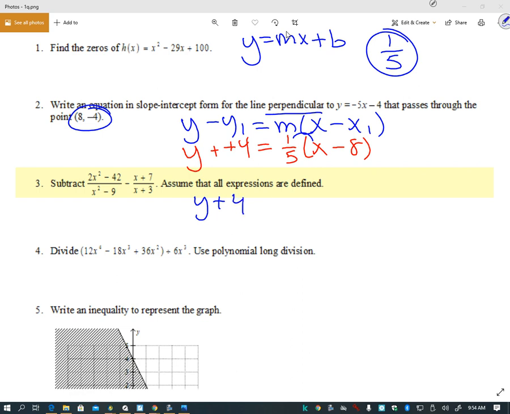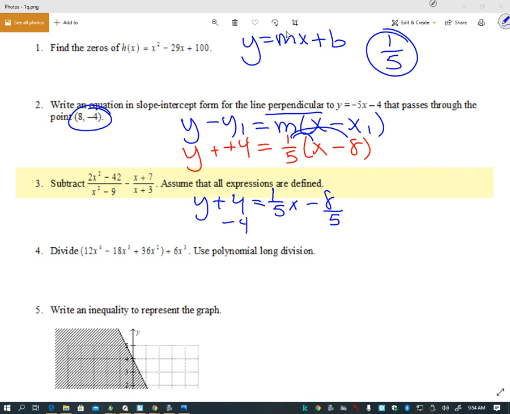Okay, so I got y plus 4 equals what? 1/5 x minus 8/5. Okay, so we distribute it there and there. Okay, what's next? Let's come back here to my table. Subtract 4 from -8/5. Subtract 4.